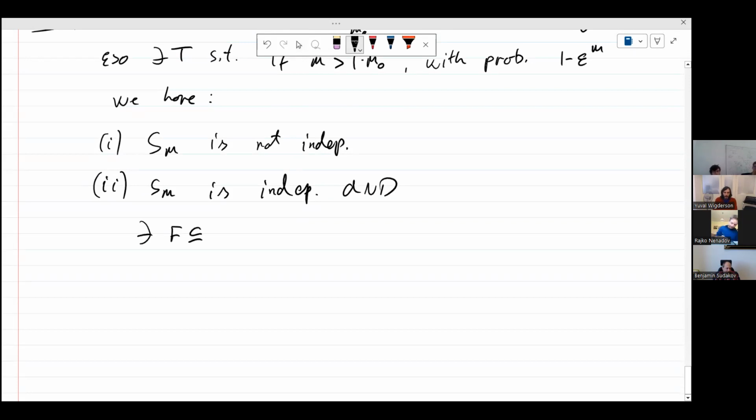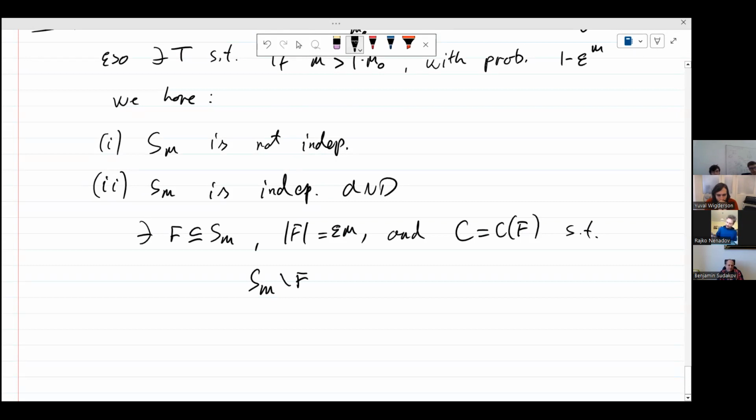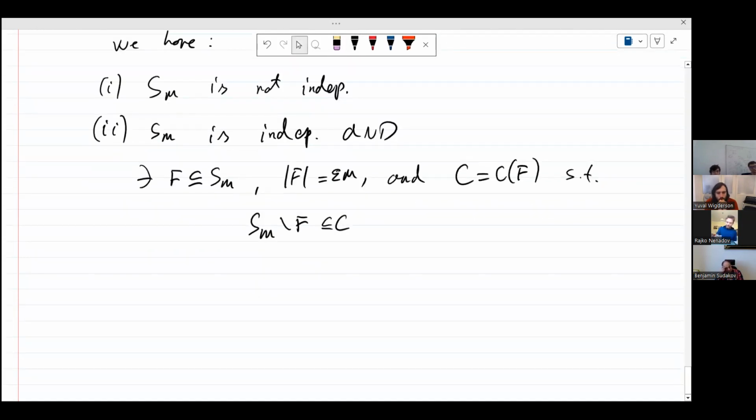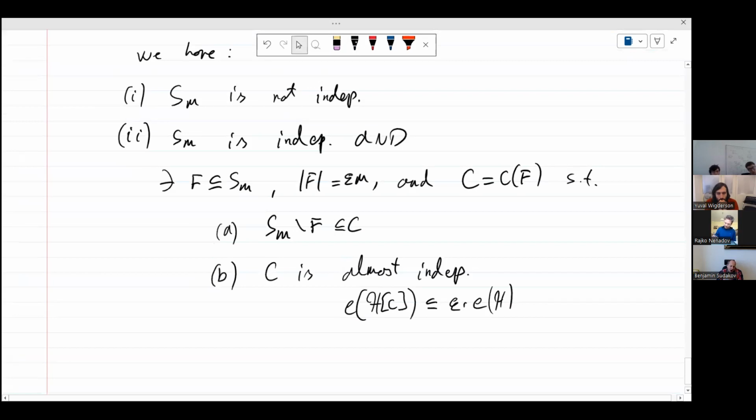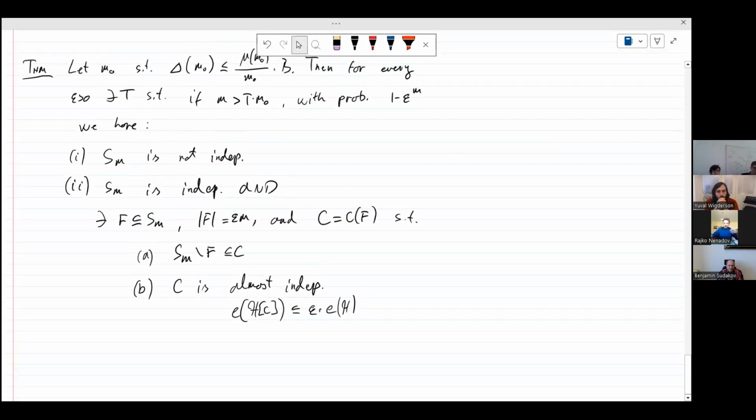there exists some small subset F of S_m, of size epsilon, which is a function of F, such that most of my S_m lies inside C, and C is independent, right? Meaning that the number of edges of H inside C is less than epsilon fraction of all the edges. Let me zoom it out.